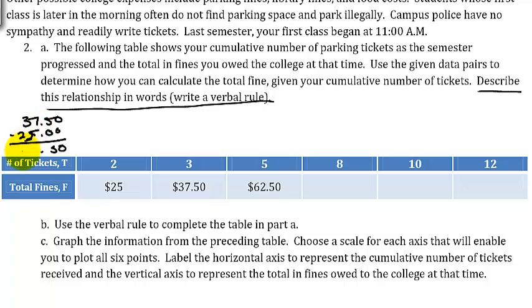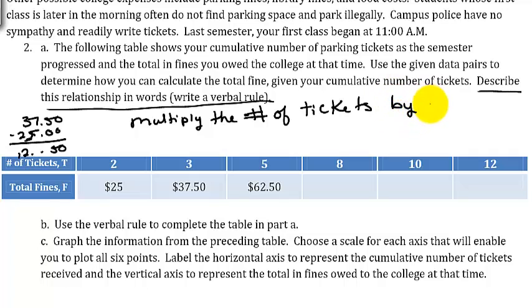then you get $12.50. So each ticket costs $12.50, and so you're going to multiply the number of tickets by $12.50.